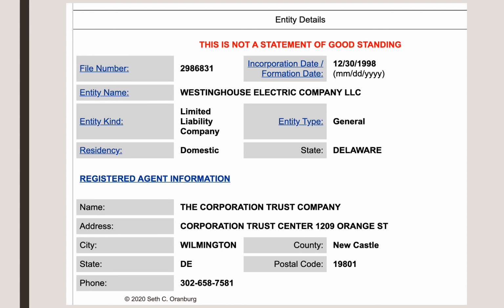It's domiciled or domestic in Delaware. And so even though it has its principal place of business in Pennsylvania, the fact that it is incorporated in Delaware makes it a foreign corporation with regard to Pennsylvania.